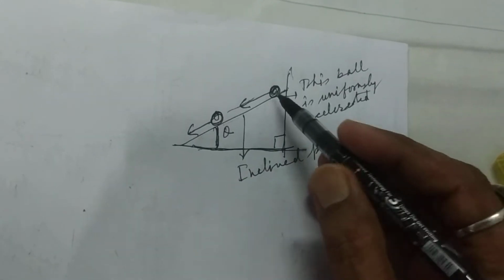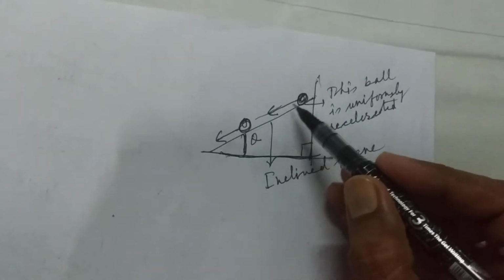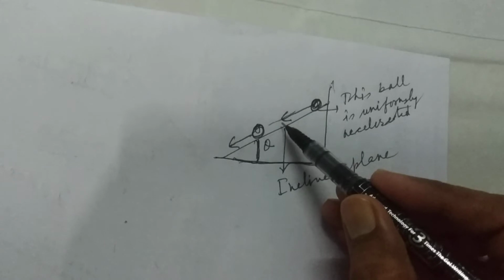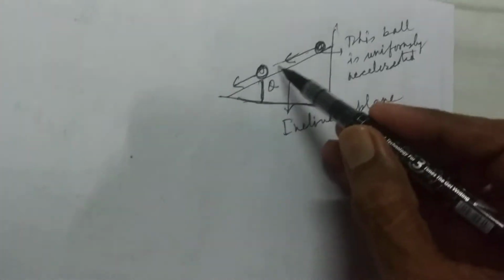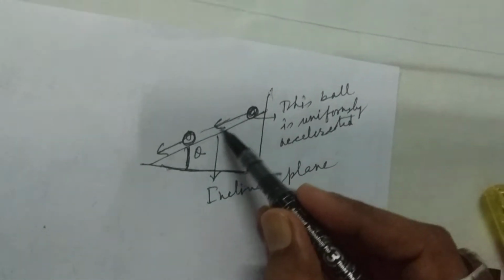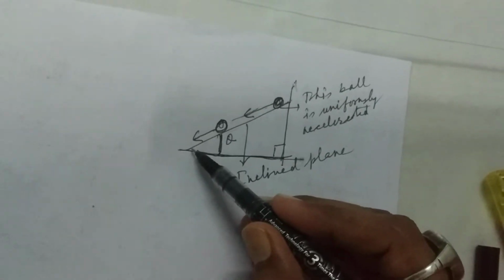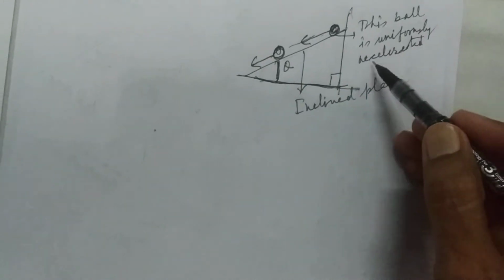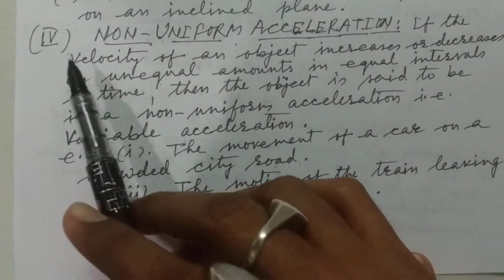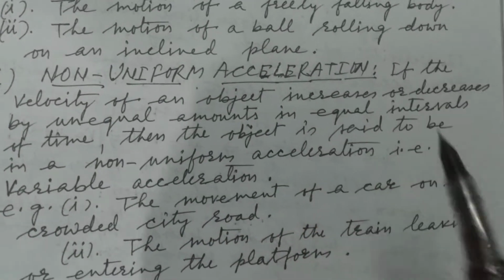So when a ball starts rolling down, its velocity is going to change with respect to time. The ball has uniform motion when it rolls towards the downward direction. So this ball is uniformly accelerated. So now come to the non-uniform acceleration.